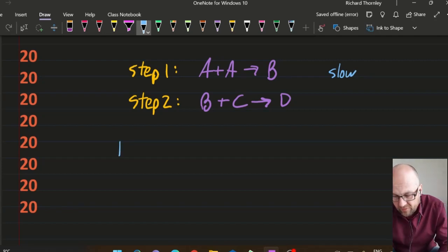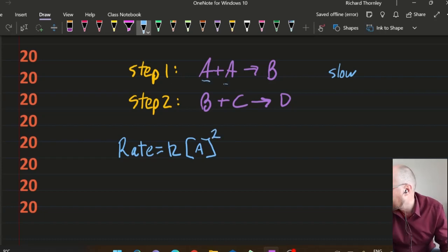If the top one's the slow step, the rate equals k. Take the reactant, that's A. And I see that there's two of them, so that could be that. Is that an answer? Yeah, C, 20C. That wasn't so hard. Is it 20C?